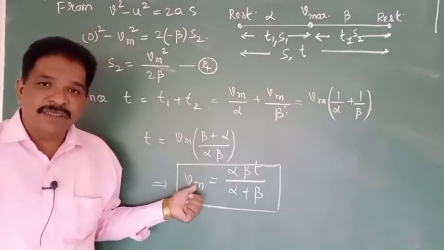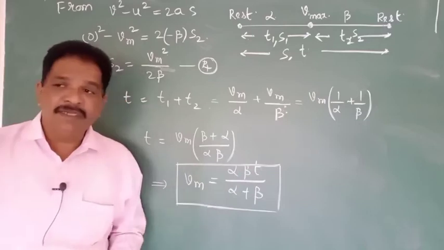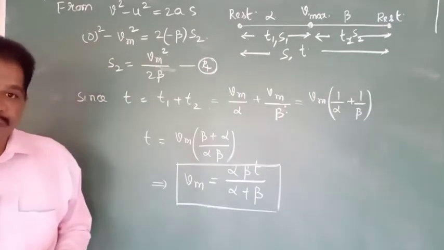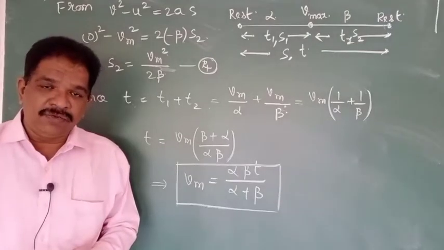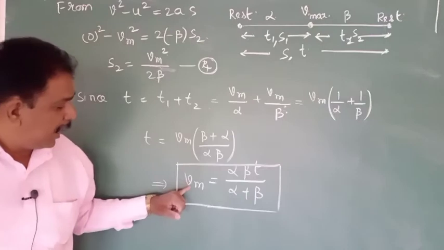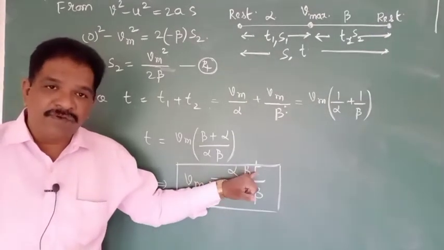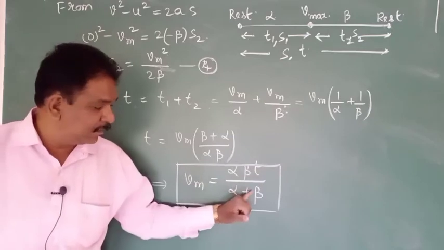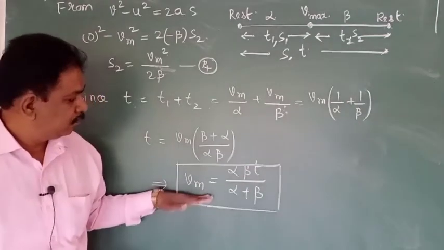Maximum velocity acquired in terms of alpha, beta and t: they will give alpha value, they will give beta value, they will give t value, and they will ask to calculate maximum velocity. That value will be alpha beta t by alpha plus beta. Okay, that is the first one.